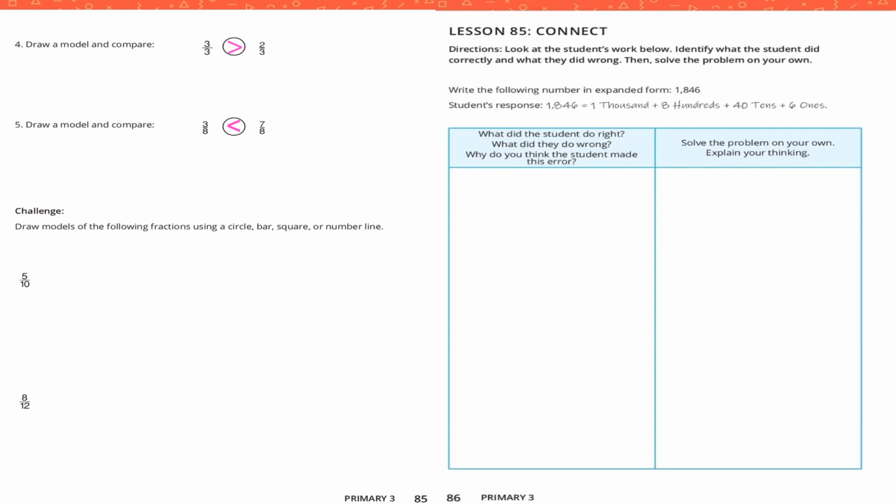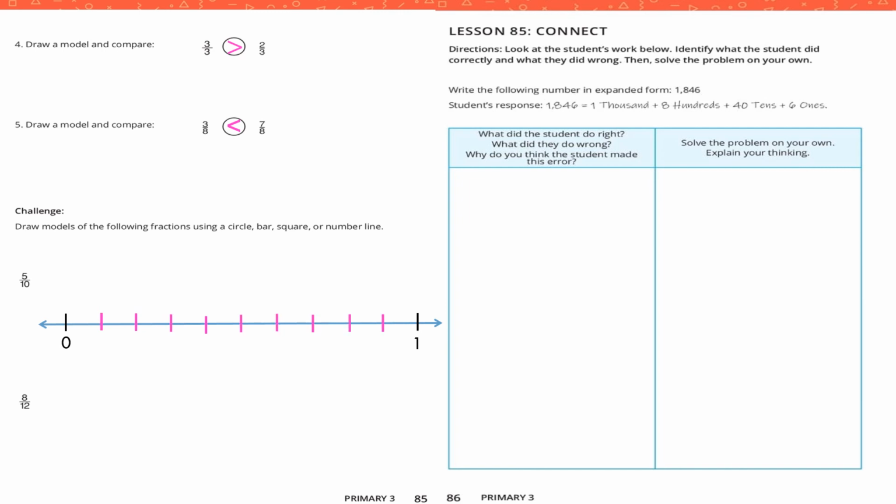Our challenge: draw models of the following fractions using a circle, bar, square, or number line. The first one, 5 over 10. Let's represent 5 over 10 by using the number line. I draw a number line by starting point 0 and the ending point 1. The denominator here is 10, so it means 10 equal parts. We want to split this number line into 10 equal parts by making how many dashes? Yes, 9 dashes.